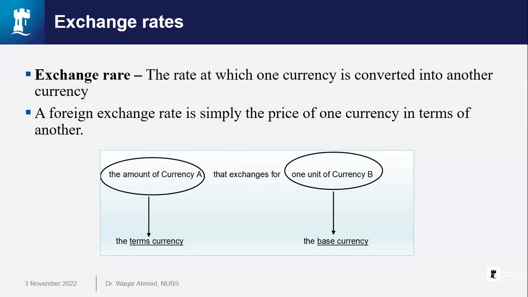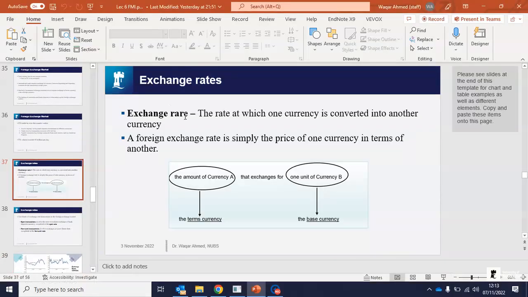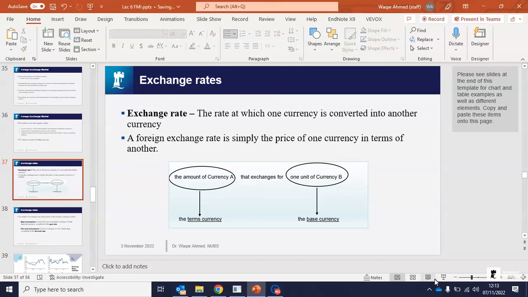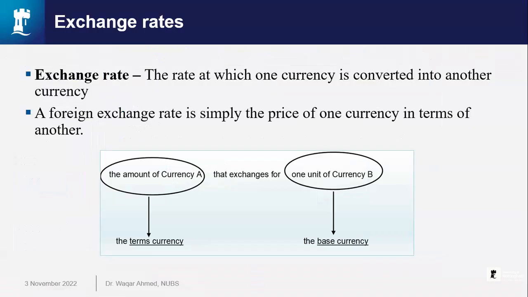Again, there's a typo here. This is exchange rate. So what is an exchange rate? It's a rate at which one currency is converted to another currency. A foreign exchange rate is simply the price of one currency in terms of another. So when you trade in the forex market, it will always involve two currencies.